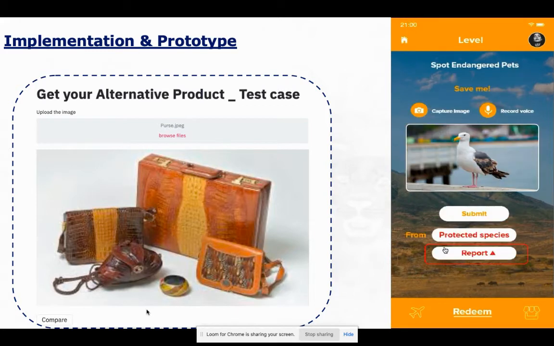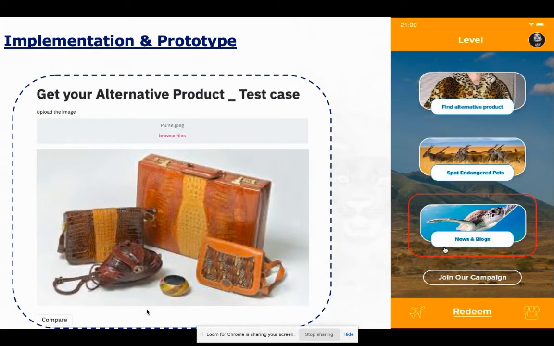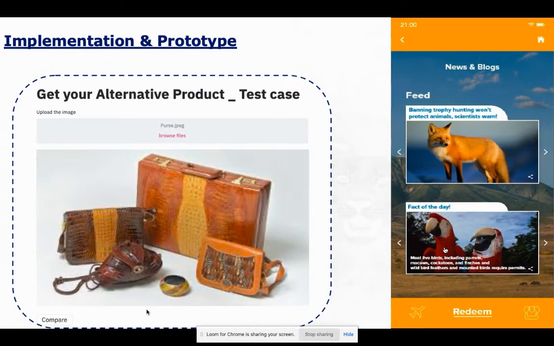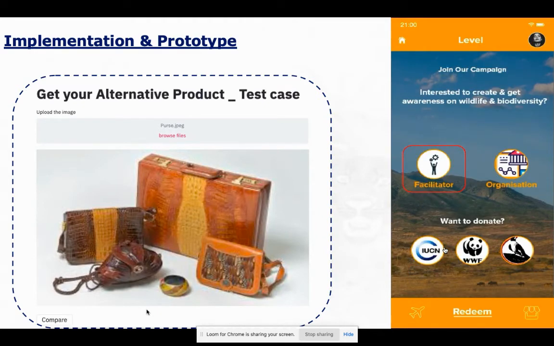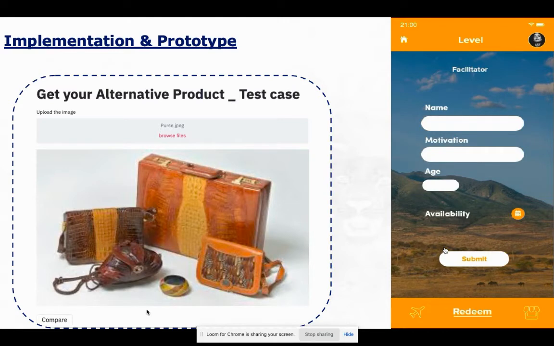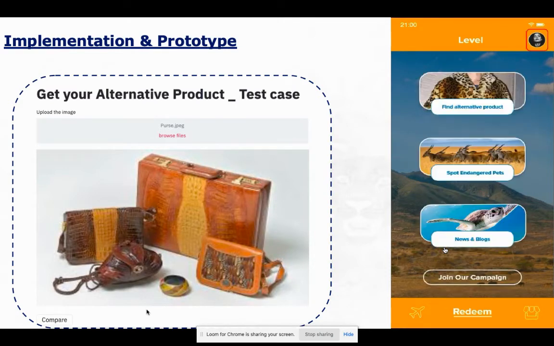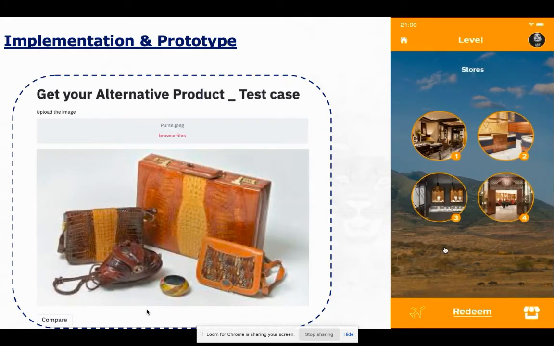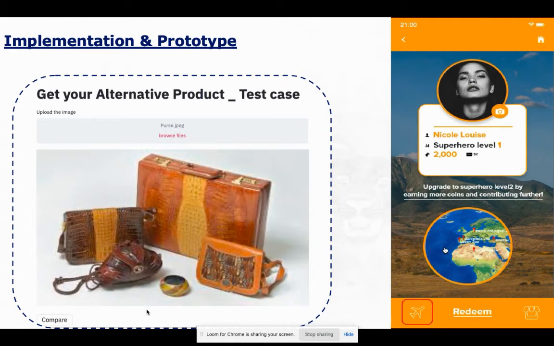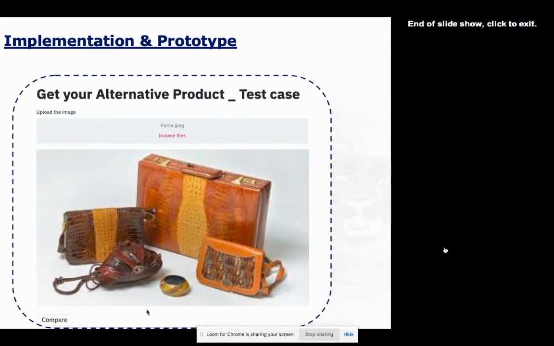You can also spot endangered species and report them to us so that you can earn coins, which can be used to create a social impact. In our news and blogs section, you can share content on social media for maximum outreach. You can also join our campaign as a facilitator or as an organization contributing to wildlife protection. Here the registration works, and your coins can be redeemed to visit stores or to visit the zoos in and around the world. So this is all about how our application works.